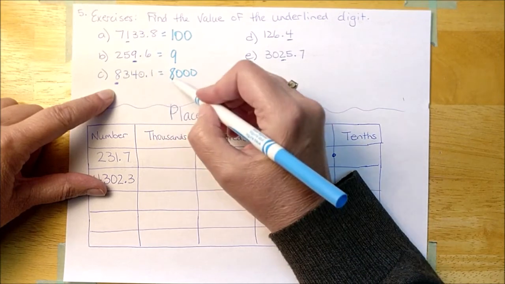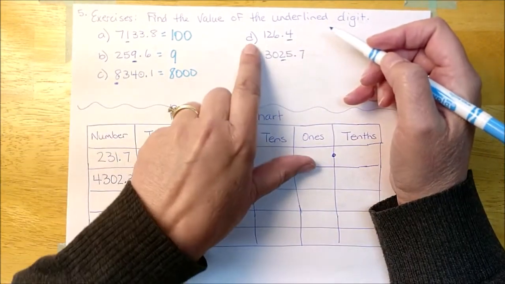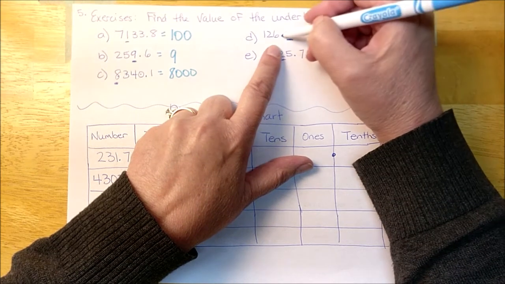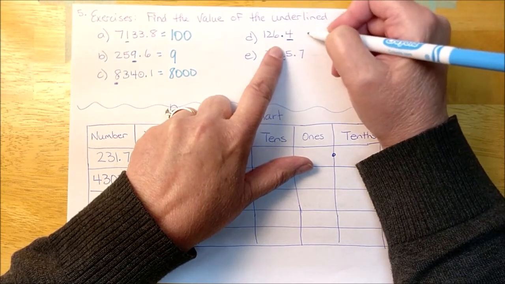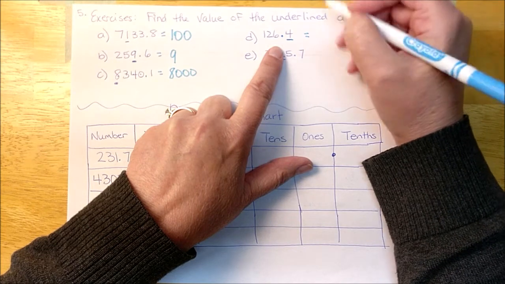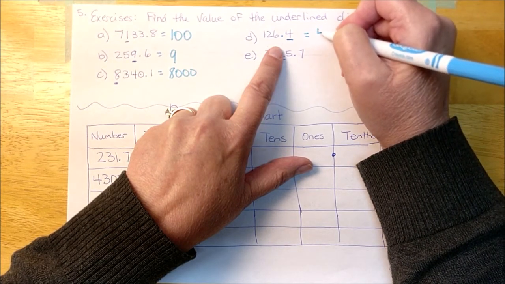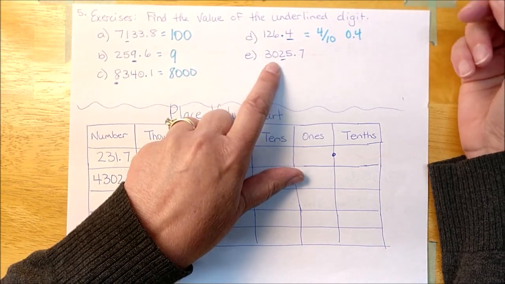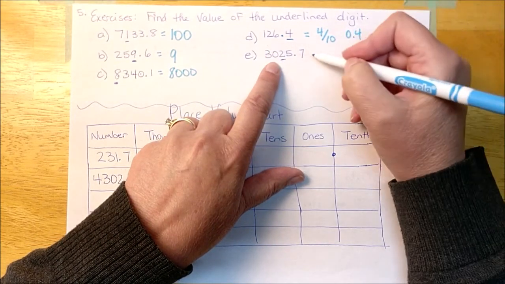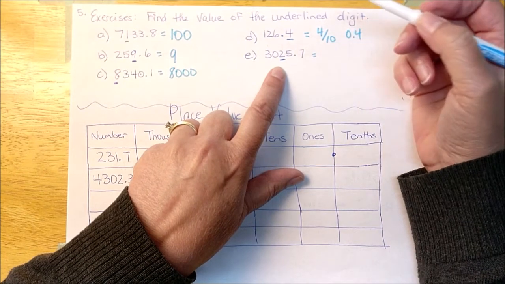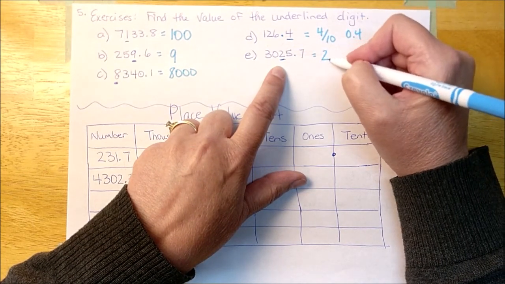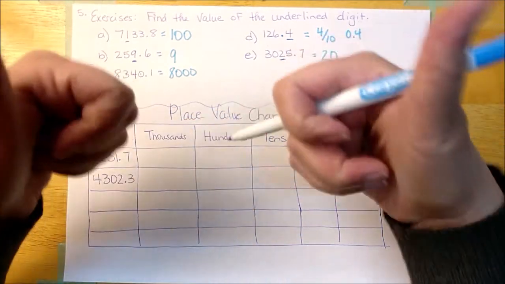Notice how he stays an 8 and just gets the 1,000 behind him. Number D, here the 4 is behind the decimal. So that means he is smaller than a whole one. He is 4 tenths. He is not even a whole one. And I need to know where the 2 is. The 2 is in the tens place, so 2 tens would make 20. So I hope you got those all right.